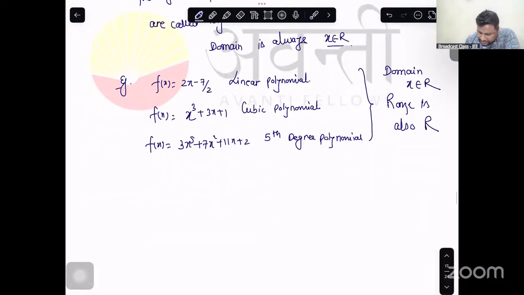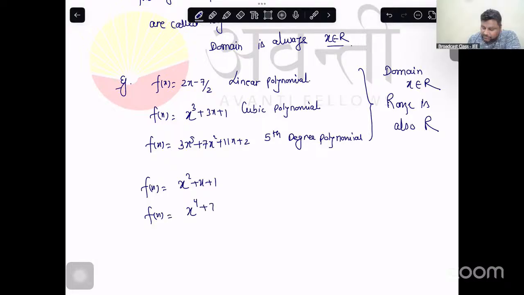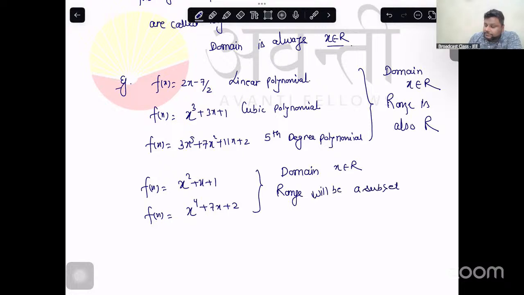But if there is an even degree polynomial like x square plus x plus 1, or f(x) is x to the power 4 plus 7x plus 2, domain, no doubt, is again x belongs to R. But range will be a subset of R, but never the complete real number set R. So in case of even degree polynomials, range will always be a subset of R, but never the entire R. Understood?